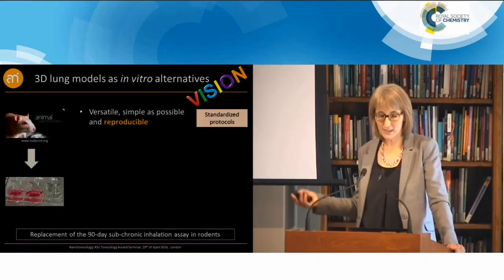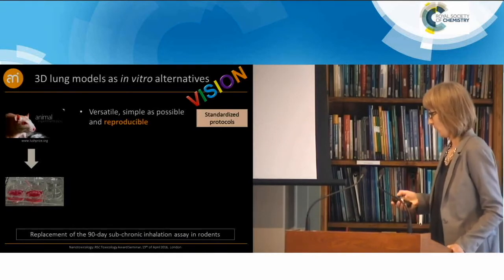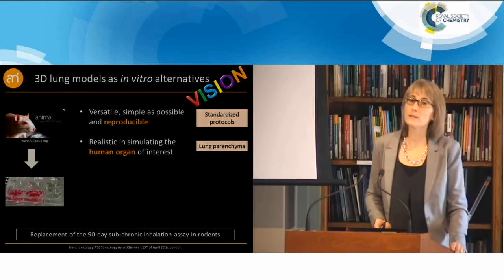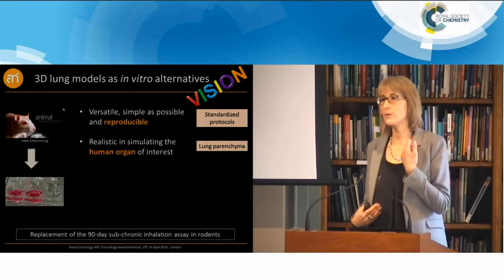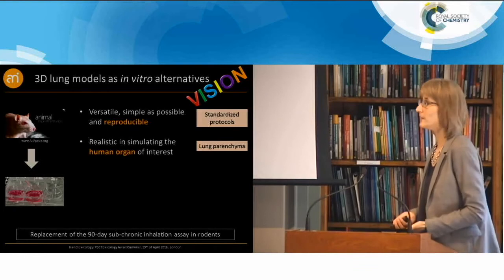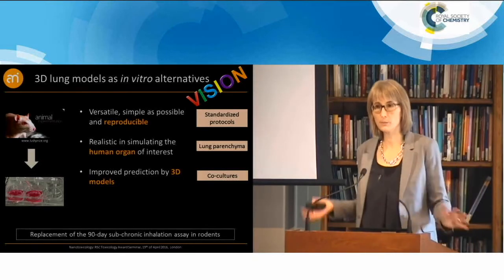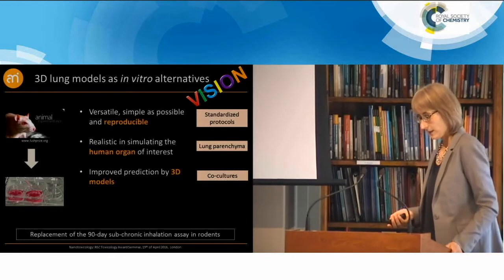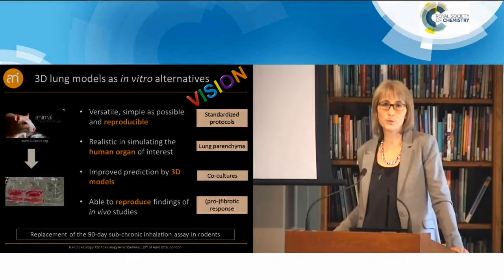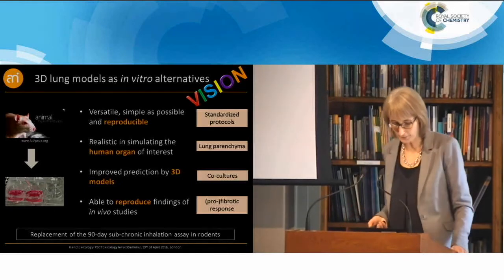And in our case, this also means that we need to provide standardized protocols which are reproducible and can also be used by industry partners or other researchers. We need to mimic the organ of interest and also the region. So in this case, we do not like to mimic the upper airways, but the lung parenchyma. And therefore, we need to pick very specific cells. Again, I also believe that we need 3D models, because these cells interact together. And we need to show that we can reproduce the findings which have been shown in vivo, and in this case it's a profibrotic response induced by Mitsui 7.